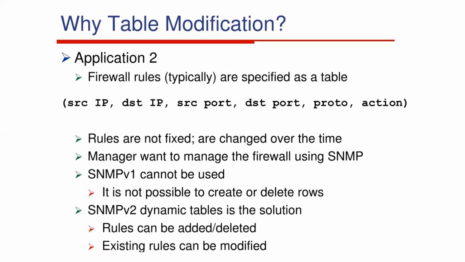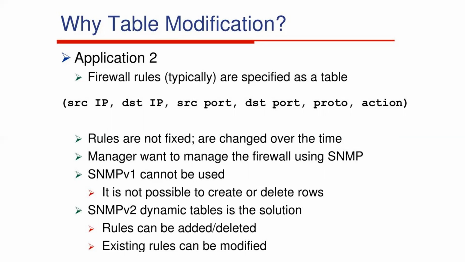Then table augmentation. Why table augmentation and why table modification? Application 2: all modification depends upon that application only. In this application 2, it depends upon firewall rules specified as a table: SRC IP, Internet Protocol, DST IP, SRC port, and then DST port, proto, and action. Like that, commands you are going to use. Then rules are not fixed or changed over the time.